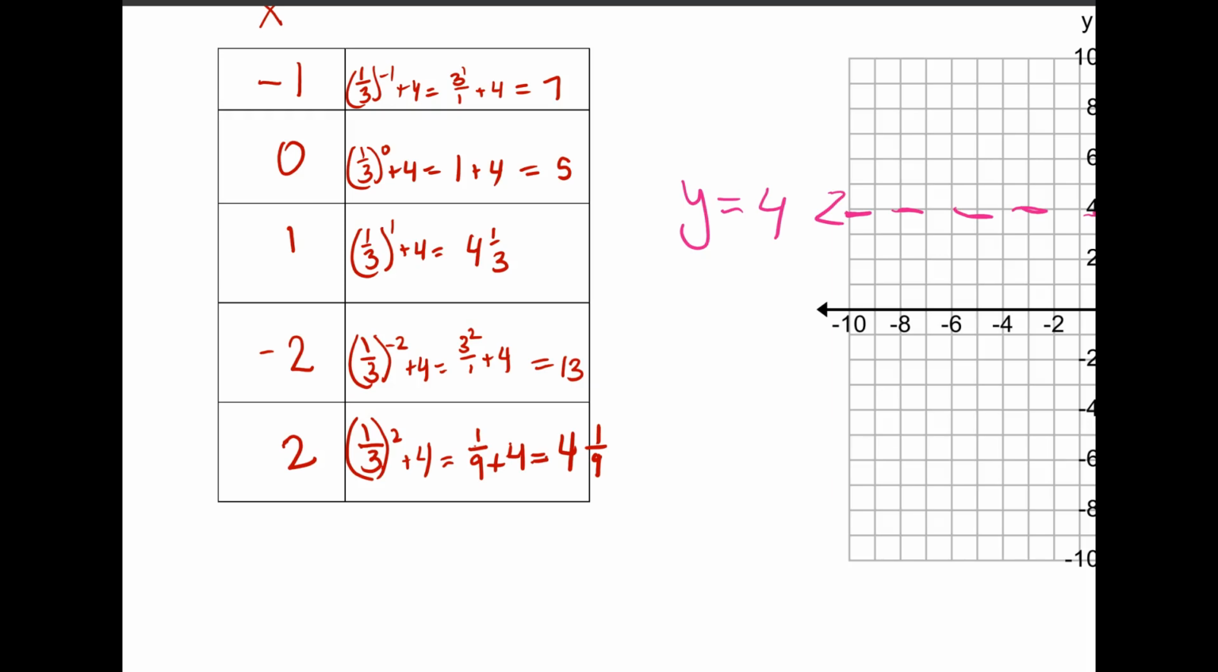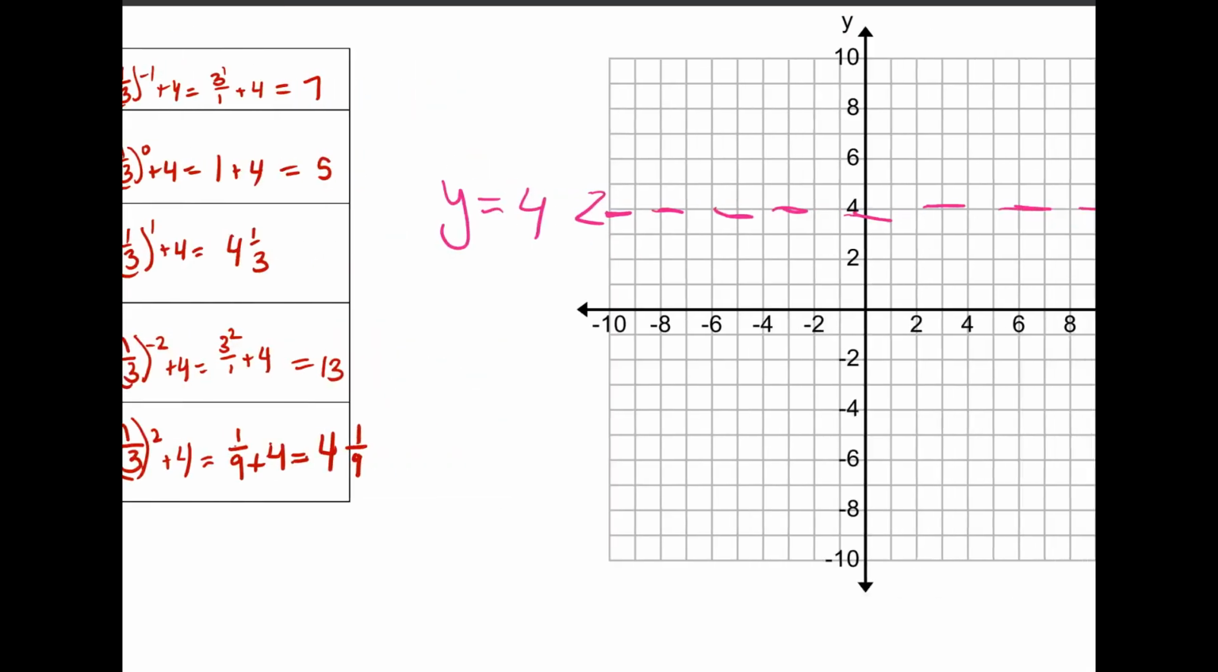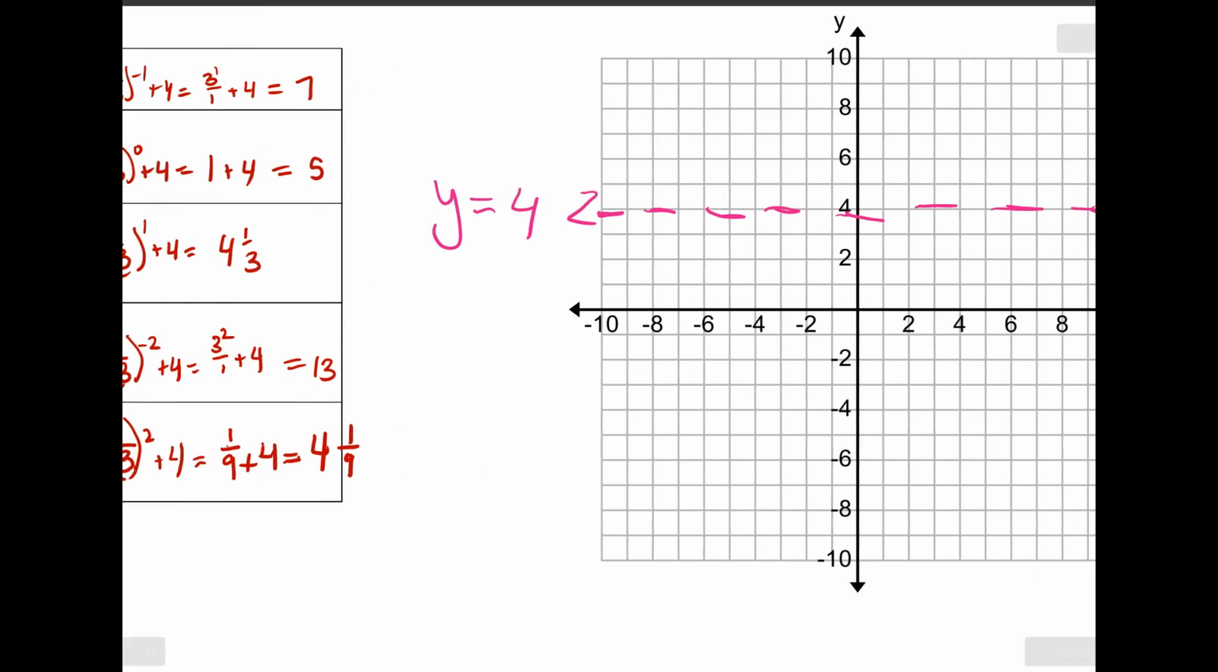All right. Go ahead, plot these points. So -1, 7 is right here. 0, 5. 1, 4 and 1/3. Okay, so it's just a little bit above 4. This pen is so stupid.